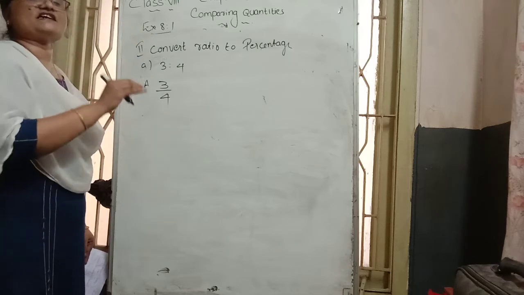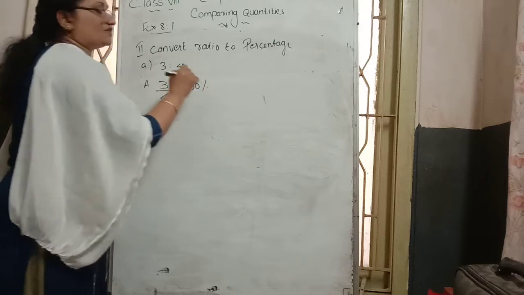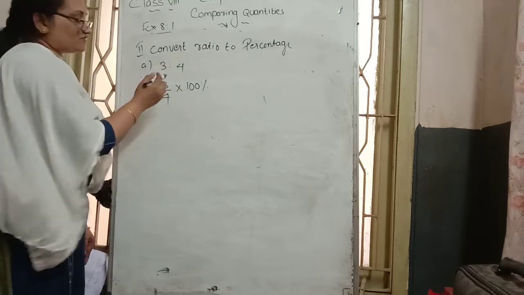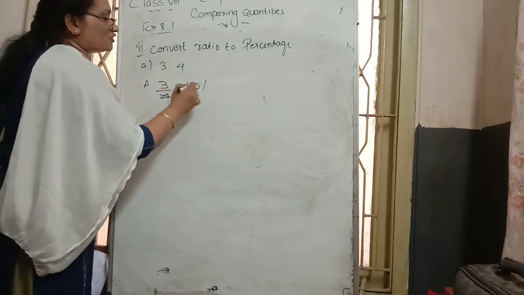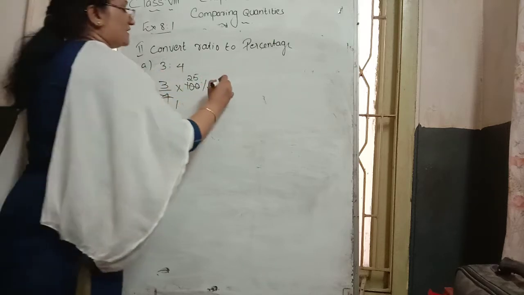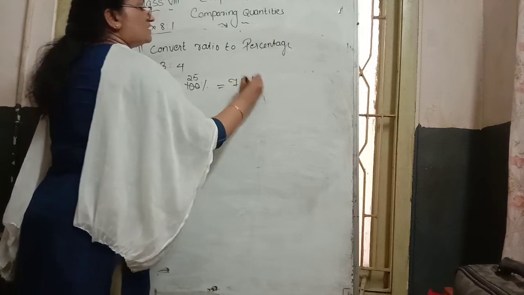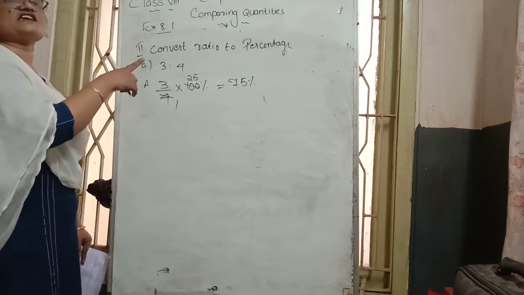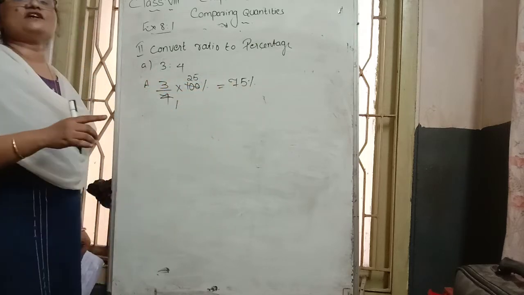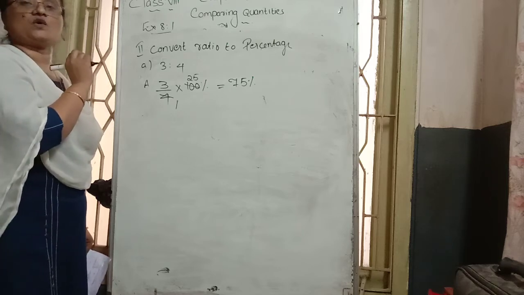3:4 means: first part by second part, multiplied with 100%. Don't forget to keep the percentage. Cancel crosswise: 4 and 100, 4 times 25 is 100. Then multiply 25 into 3, which is 75%. That is the answer. The question gives a ratio to convert to percent, so don't forget the percentage symbol, otherwise the answer becomes wrong.